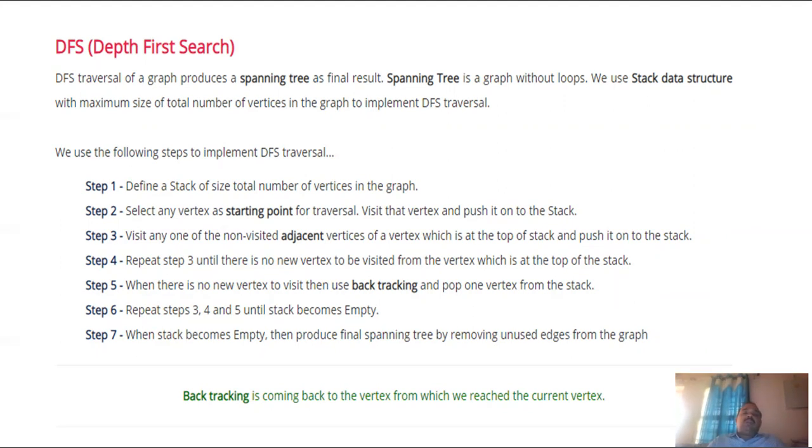We use the following steps to implement DFS traversal. Step 1, define the stack size. That is the number of vertices in the graph. 5 vertices, stack size equals 5. 4 vertices, then the stack size equals 4. If the vertices equal 3, stack size equals 3. Second point, select any vertex as a starting point for traversal. Visit the vertex and push it onto the stack. First visit, then if it is not visited, the element is inserted into the stack.